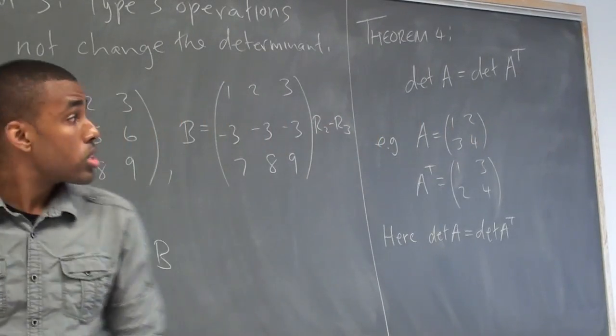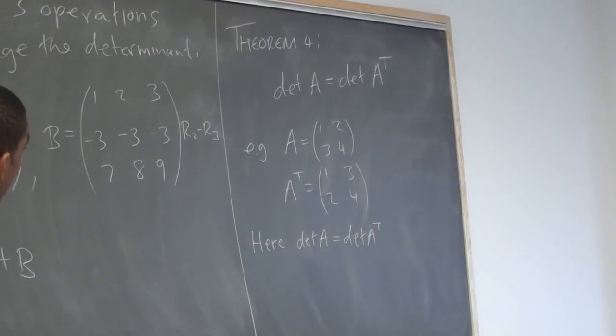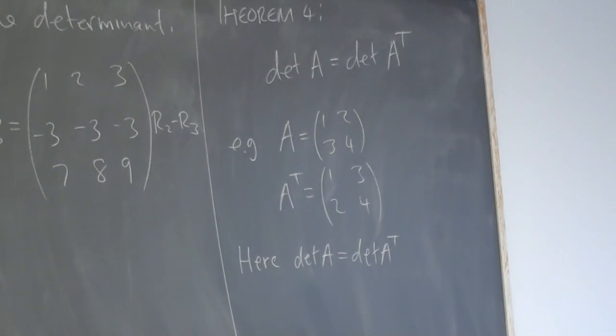Should that be R2 plus R3? No, R2 plus R3 would be different. That would be 4 plus 7.